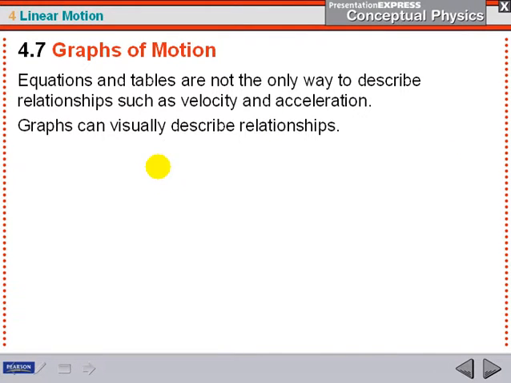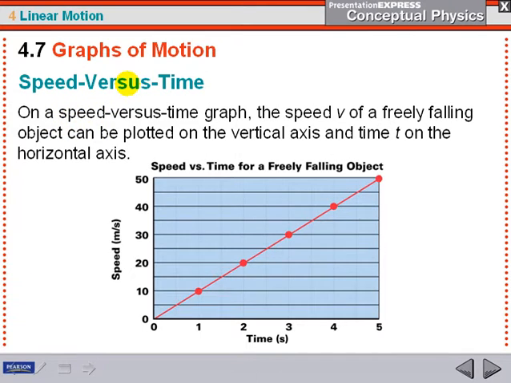So, like I said here, equations and tables are not the only way to look at it. We're going to look at it using graphs so we can visually understand this. So here's the speed versus time graph, and on this axis we've looked at the speed for a freely falling object, and here it's over time. And as you remember, for a freely falling object the velocity increases 10 meters per second for every second. So you can just see it go from 0 to 10 and then 10 to 20.